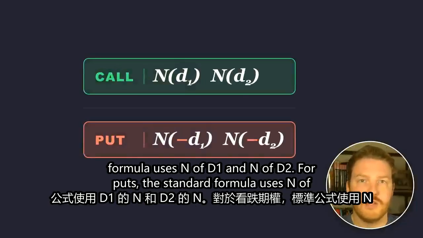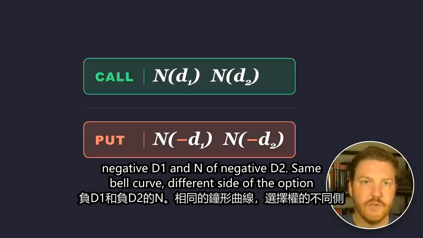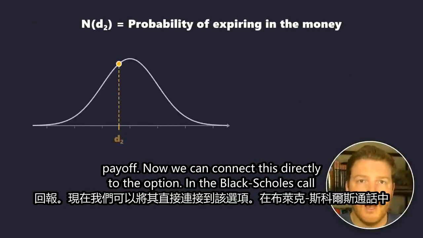For puts, the standard formula uses N of negative D1 and N of negative D2. Same bell curve, different side of the option payoff. Now we can connect this directly to the option.